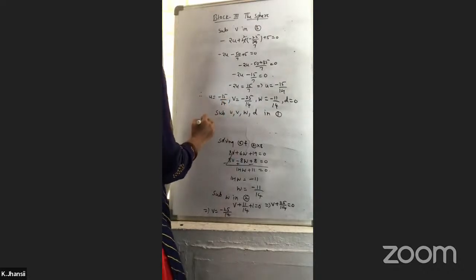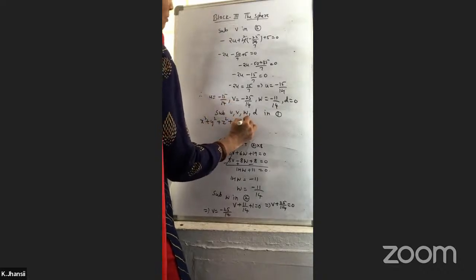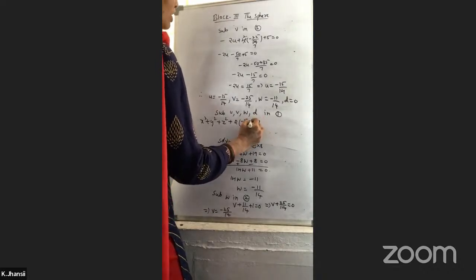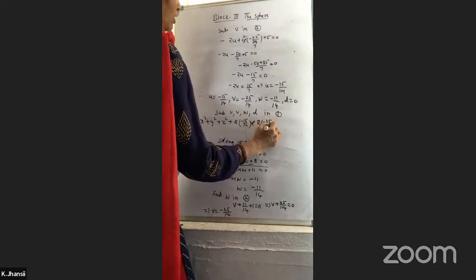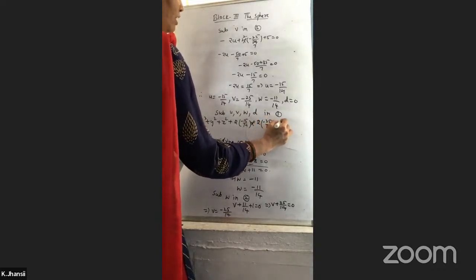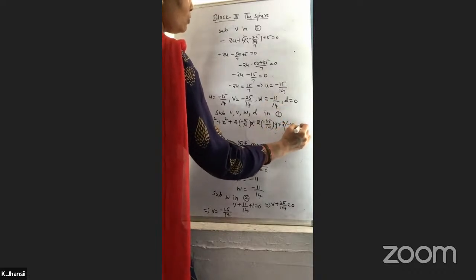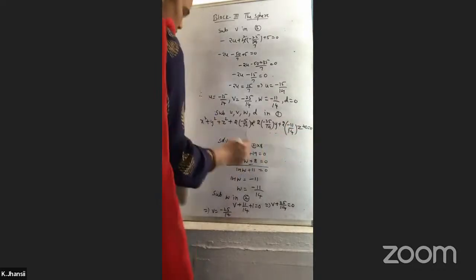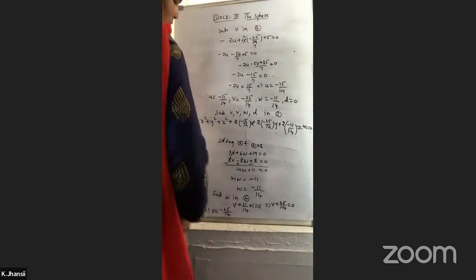So you will get it as x square plus y square plus z square plus 2u. The u value is minus 15 by 14, into x. And v is minus 25 by 14 into y, plus 2 into w is minus 11 by 14 into z, plus d value is 0. Okay, it is equal to 0. Now just simplify this one.